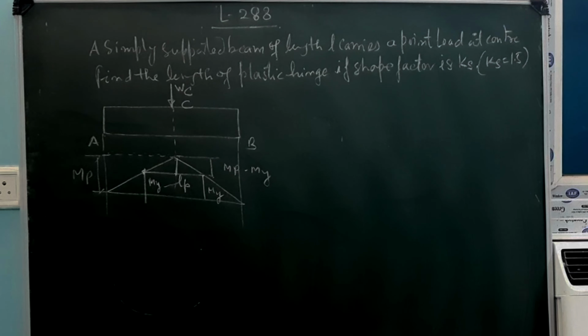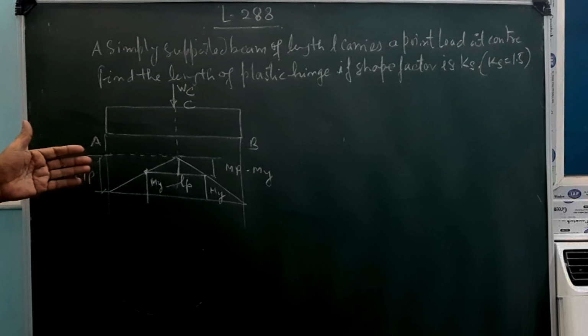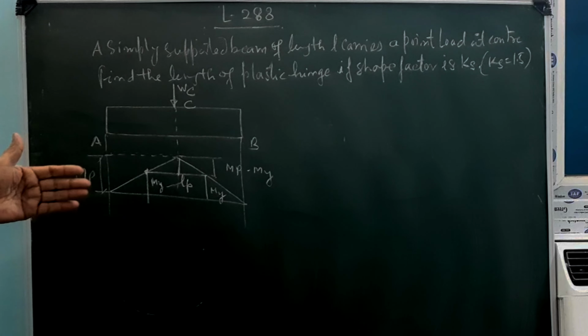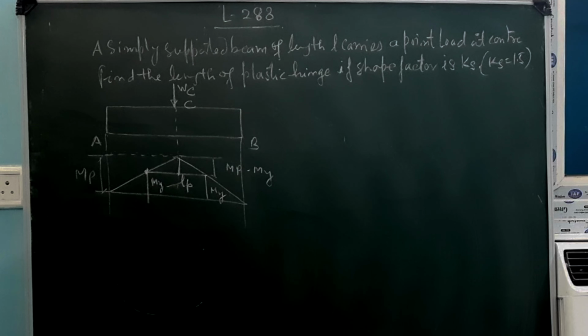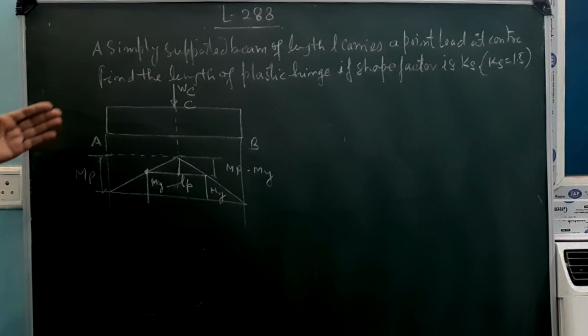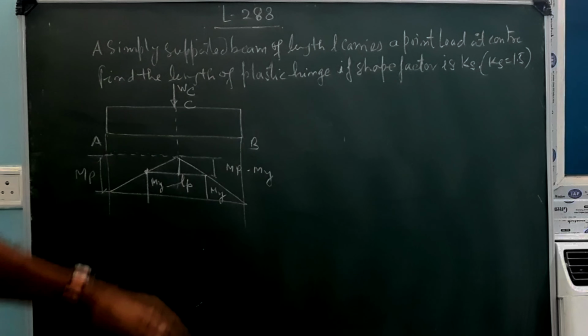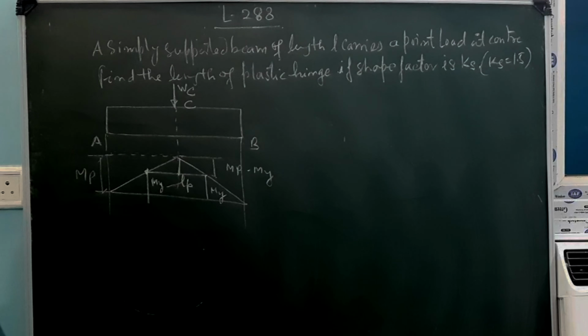This is lecture 288. In this lecture, we try to find out the length of the plastic hinge. Suppose a beam of length L carries a point load at the center. Find the length of the plastic hinge if the shape factor is Ks. If the shape factor is given as Ks, how will we find the plastic hinge length?